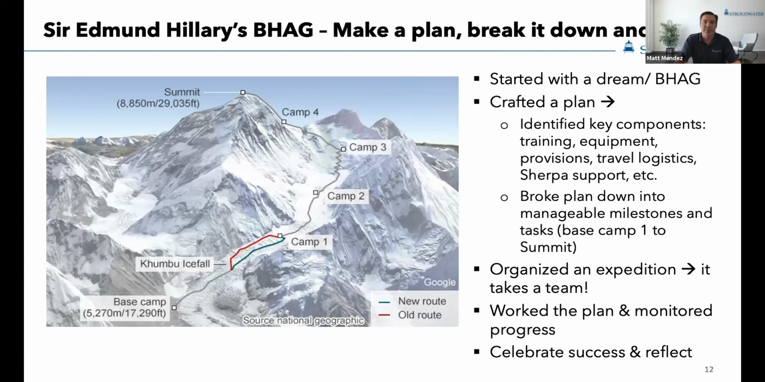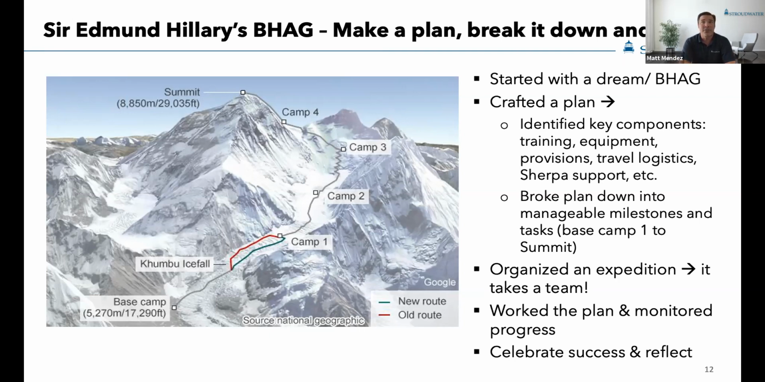So how do you even think about something like this, a big goal, something that's a BHAG, it seems like a stretch, something that's insurmountable, out of reach? Well, I think we can draw inspiration from what Sir Edmund did back in the 1950s. He started with that dream, his BHAG, and he started to craft a plan. How do I get from the base here all the way to that 29,000-foot summit? And so he broke his plan down into the training, the equipment needs, the provisions, the travel logistics, the Sherpa support, a whole host of items that were important to consider in this expedition.